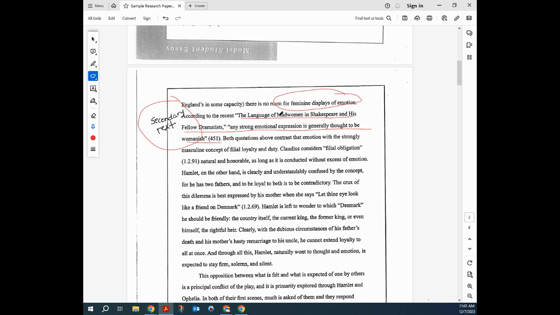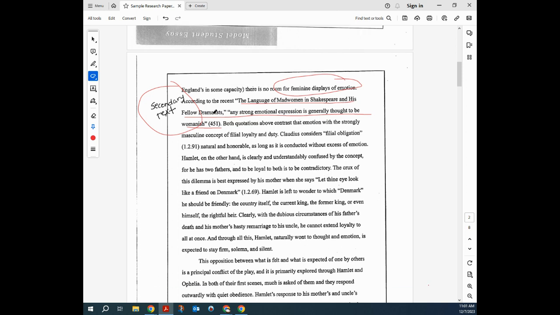You should have a topic sentence, you should have evidence and an explanation from your primary text, and then you should have a secondary text that supports the analysis that you made about your primary text. Okay? Once he does that, he says both quotations contrast that emotion with a strongly masculine concept of filial loyalty and duty, right?